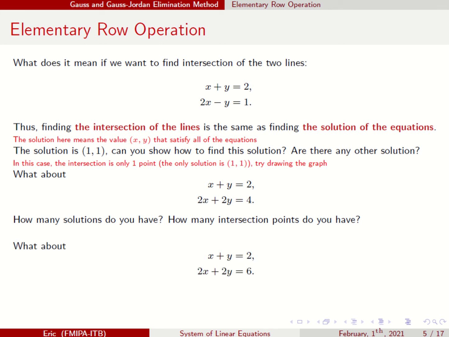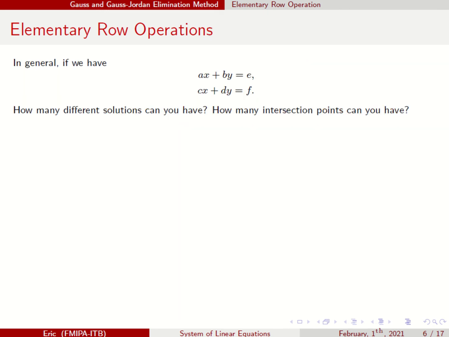And what about this one? This is x plus y equals 2, 2x plus 2y equals 3. If I multiply this by a half, I have x plus y equals 3/2. Don't forget, x plus y equals 2 and x plus y equals 3/2. These are two parallel lines, and two parallel lines don't coincide. So you do not have an intersection point. So you do not have any solution here.